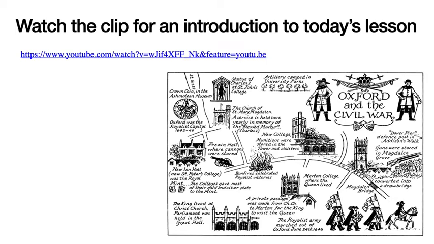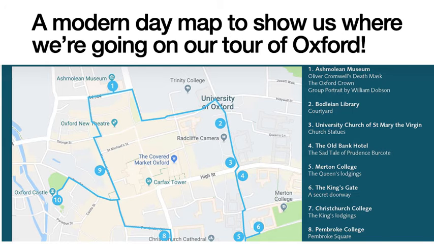First thing I'd like you to do is go to the Ashmolean's YouTube page and website even, and watch the first clip, which is an introduction to Oxford in the Civil War. Now we can't go out today and take you round Oxford, so we're going to have to give you a virtual tour instead. Here's a modern day map to show us where we're going to be going in our Oxford tour. Perhaps once this is all over, you can go to the Ashmolean and do this yourself.